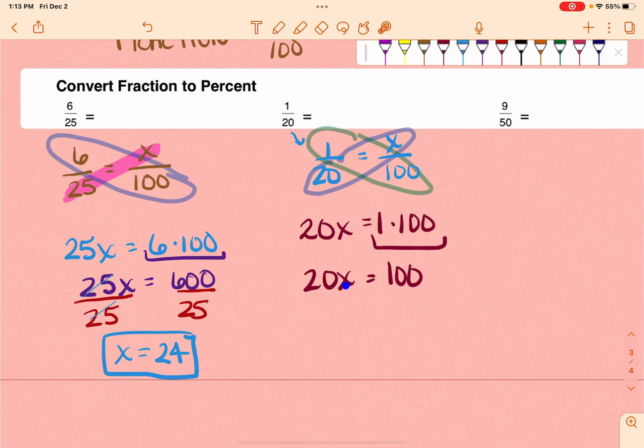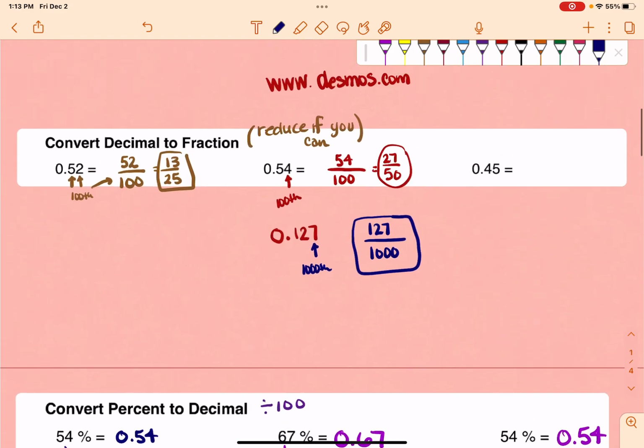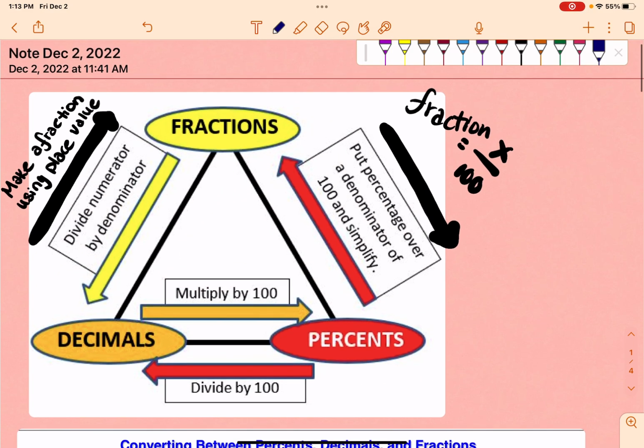Okay, again, I'm going to get x alone, so I got to get this off of there. So I'm going to divide both sides by 20. So I get x equals 5. Okay, again, don't be afraid to go back and refer to the picture if you need some help making sure you've got the conversions down the right way.